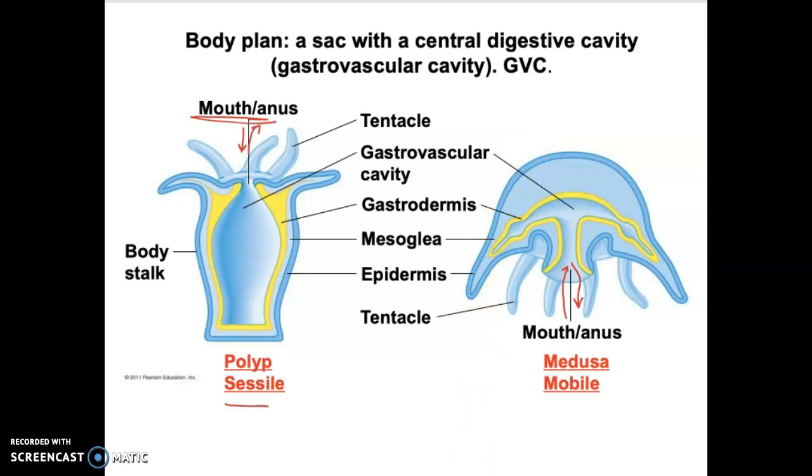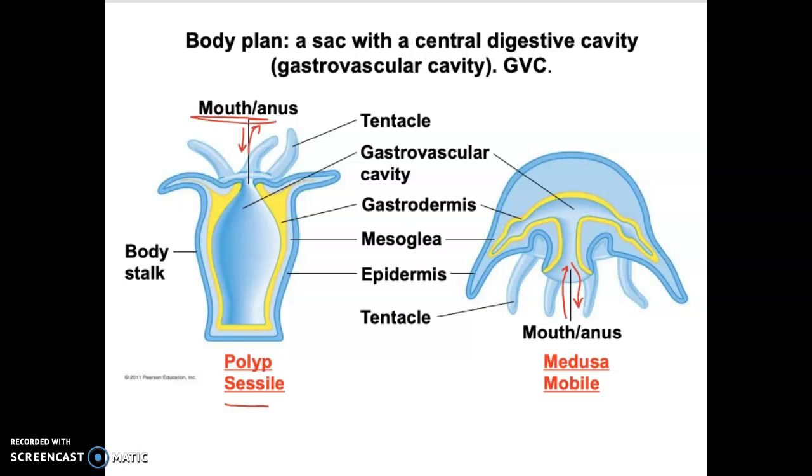And the tentacles hang downward. Now these guys are a little more mobile. Not real active. They're not going to chase you down. If you get stung by jellyfish, it's usually because you swam into them or the current pushed them into you. They're not swimming after you. Very minimal movement in these things. There can be a little, but not much movement at all.